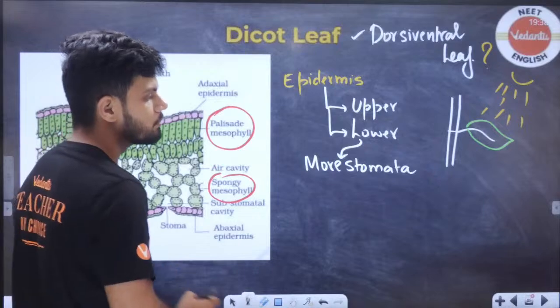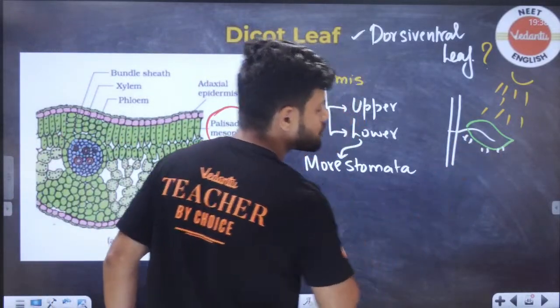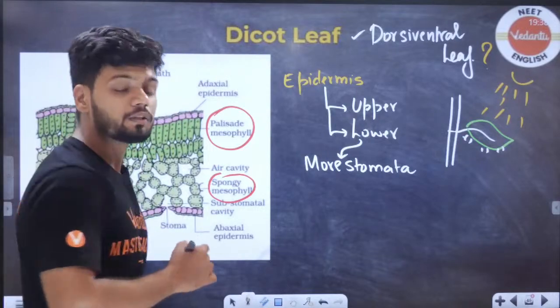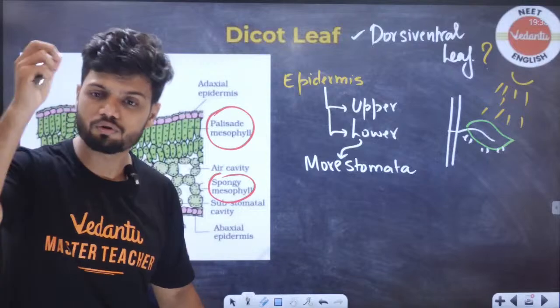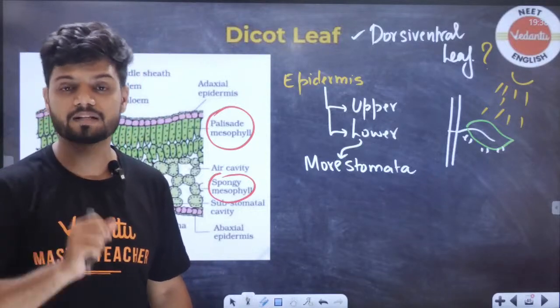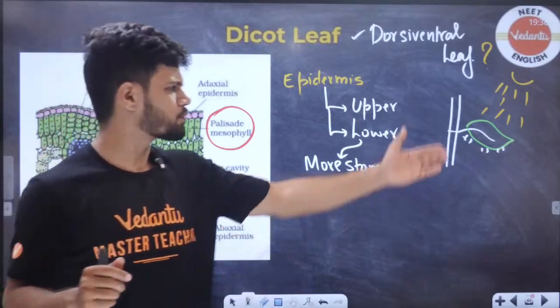On the lower side, because it is protected from sunlight. This lower side is protected from the sunlight, so we find more stomata on the lower side. And usually in some cases, in the epidermis, there is no stomata on the upper side at all. That is also the case in some cases.